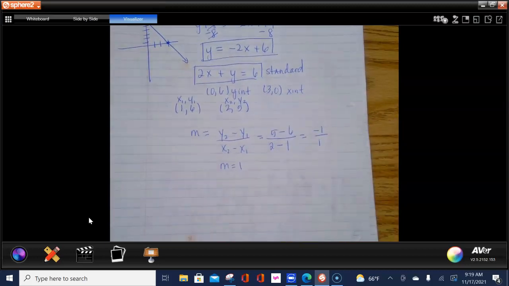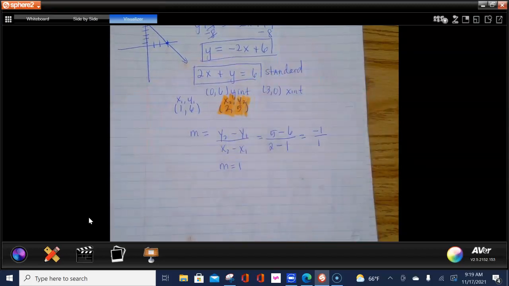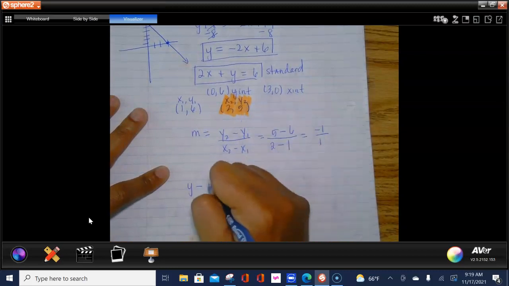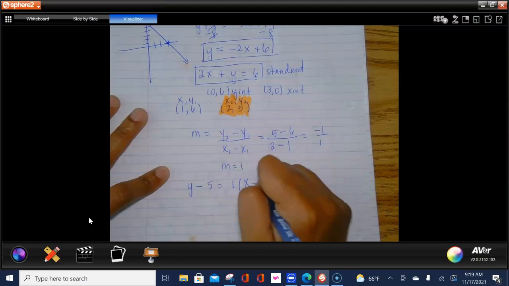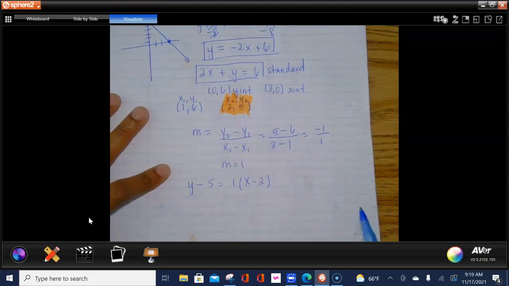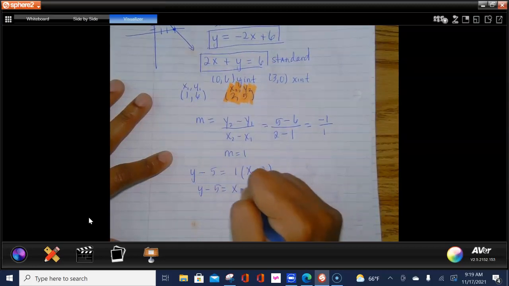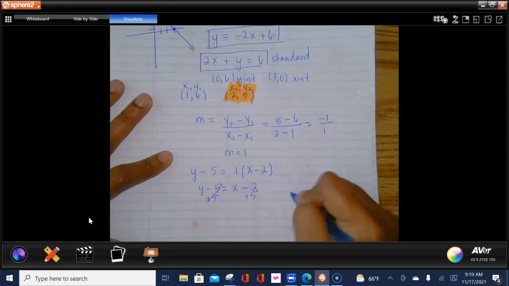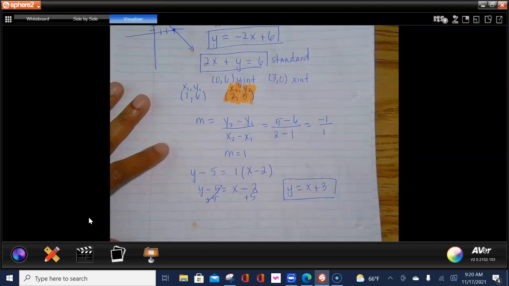Now that I have the slope, I can choose either point I want. So I'm going to choose this one. And that's going to be, again, my x1, y1. And now I'm saying y minus, my y1 is 5, my m is 1, x minus x1, which is x minus 2. And now I'm going to go ahead and go back to the left, y minus 5, distribute and get x minus 2, and then I add 5 to both sides, and then what do you know? y is equal to x plus 3. That's the answer in slope-intercept form.